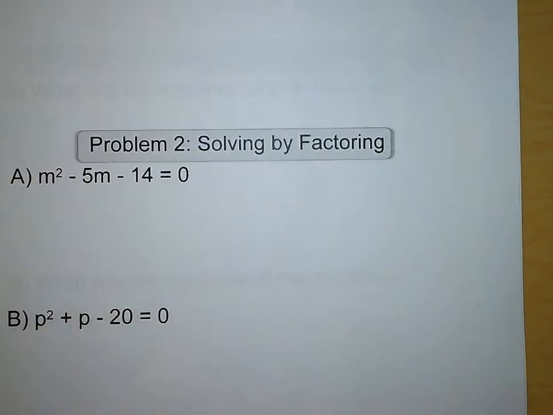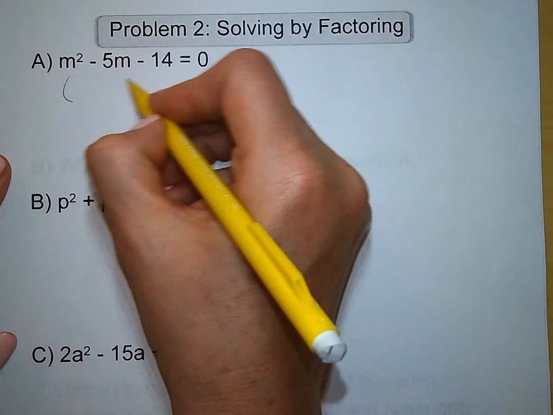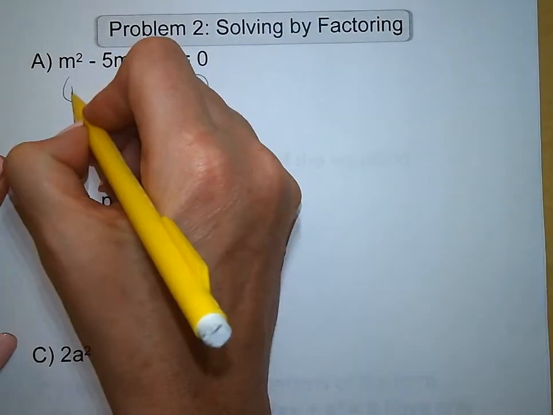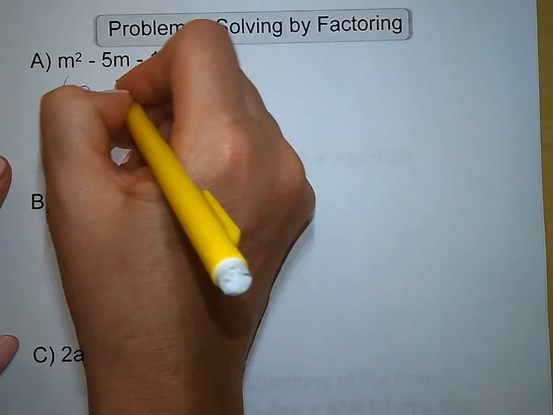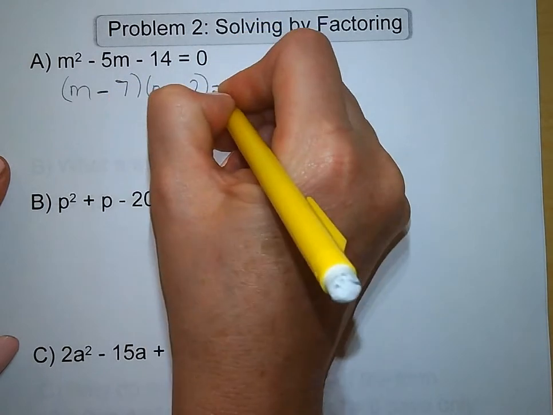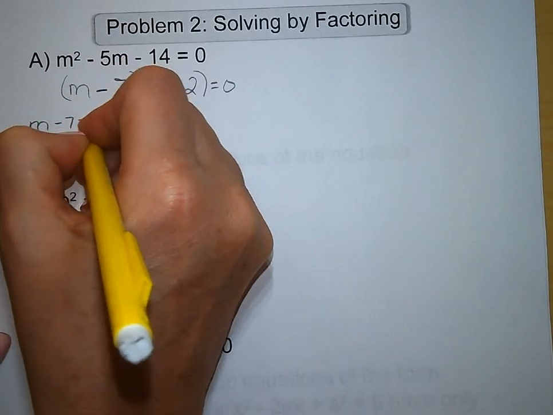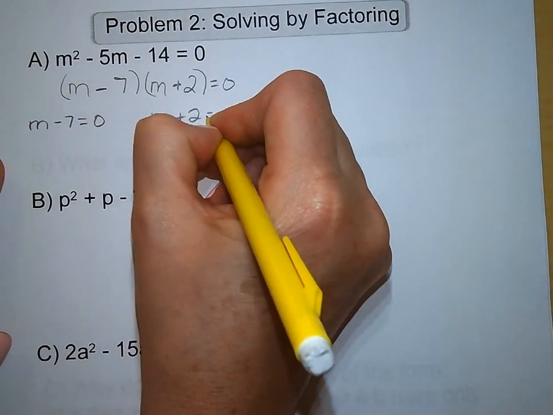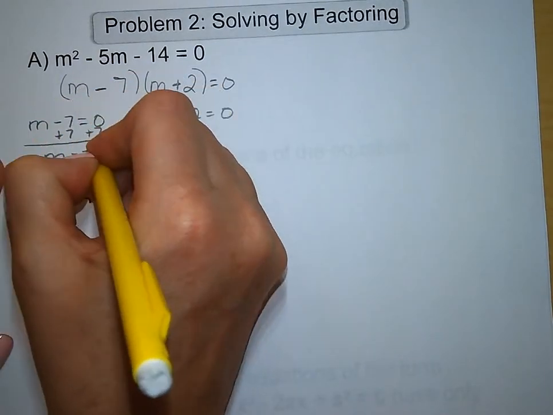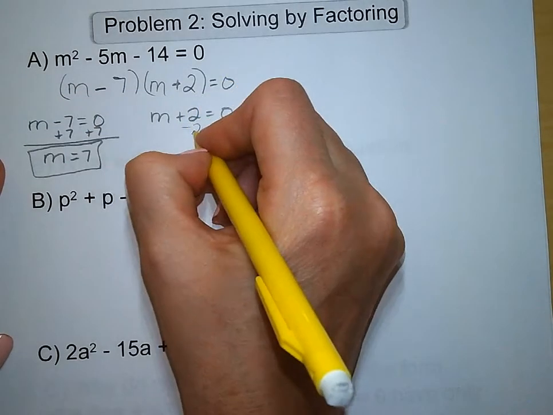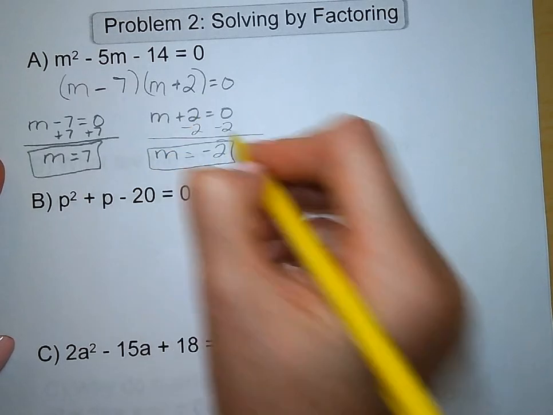Moving on to problem 2. Here we're going to have to do the factoring ourselves before we can solve these problems. So we're looking for two factors that are going to multiply to -14 and add to -5. So we're going to have a 7 and a 2. The 7 is going to be negative, the 2 is positive. So now we can solve each of those two factors for 0. So m minus 7 equals 0, and m plus 2 equals 0. Add 7 to both sides, m equals 7. And subtract 2 from both sides, m equals -2. Those are our two solutions.